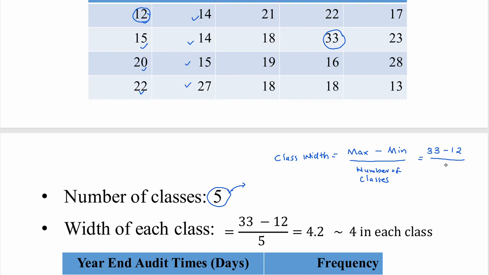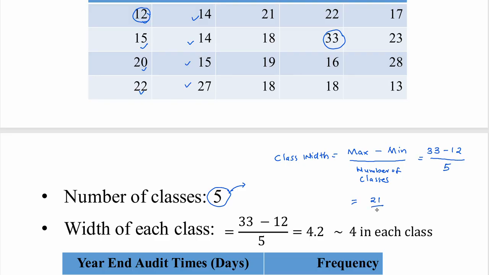so the number of classes is 5. Now I'm sure somebody is still asking, why is it 5? Again, because the data set is small, I always encourage that you use 5. Actually, I will require you to use 5 on your assignment. If you use more than 5 classes on the first assignment, you are definitely going to get a deduction on that. So 5 should be the number of classes. Very important for your first assignment. So we calculate the class width. When we subtract 12 from 33, we are looking at what? Looking at 21.